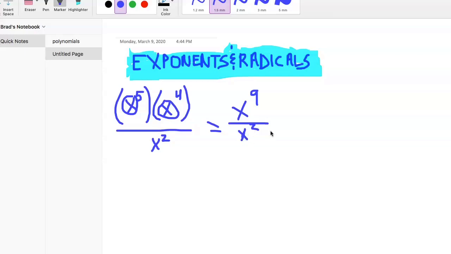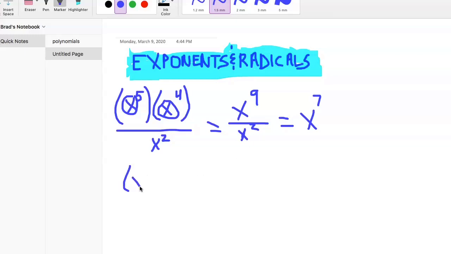There's x squared. Okay, so now we have x to the 9th divided by x squared. When we're dividing exponents, we subtract them. So we're just going 9 minus 2, and we get x to the 7th for our answer. So again, when the base is the same, add the exponents. When we're dividing, subtract exponents. Okay, let's do another one.